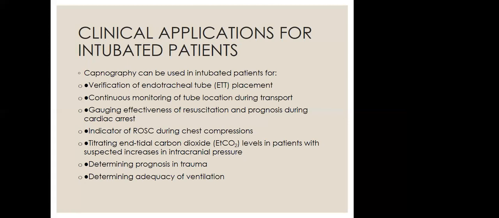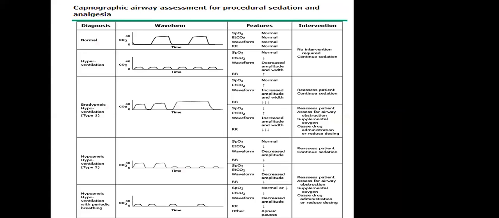Adequacy of the ventilation is determined by the capnograph. These are the different waveforms that show us how we are ventilating the patient. The first one is the normal waveform, and then hyperventilation. If the saturation is normal and end-tidal CO2 is low, there is no need for intervention, and we have to continue the same scenario that is going on.